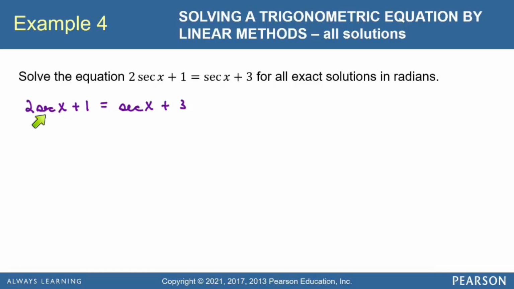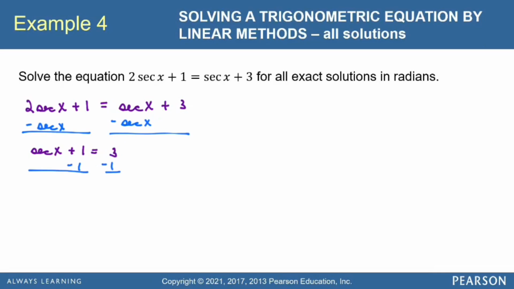Now notice here that we have a secant term and a constant term on the left. We also have a secant term and a constant term on the right. Whenever you have both kinds of terms on both sides of the equal sign, you probably already know that the easiest way to solve this is to eliminate the smaller variable term. So I'm going to subtract secant x from both sides. On the left, 2 secant x minus secant x leaves secant x, and then we have our plus 1. And on the right, secant x minus secant x goes to 0, and we just have 3 remaining on the right side. Now let's subtract 1 from both sides, and we have secant x equals 2.